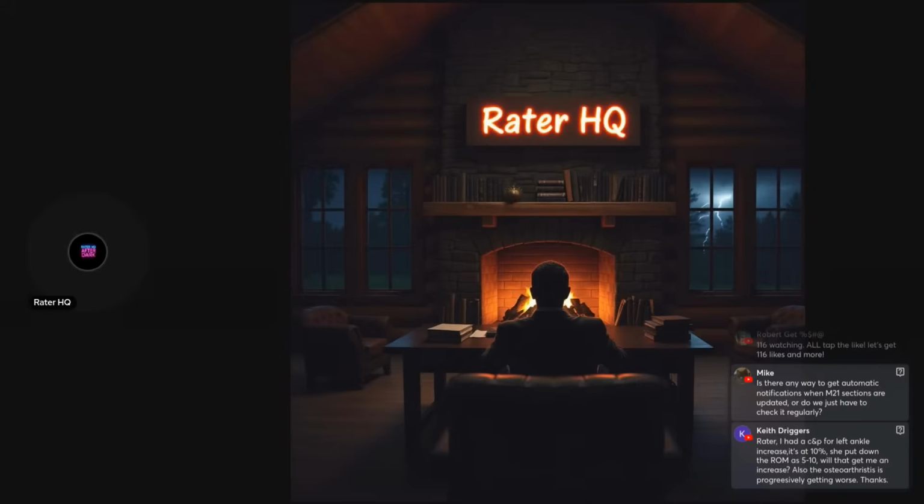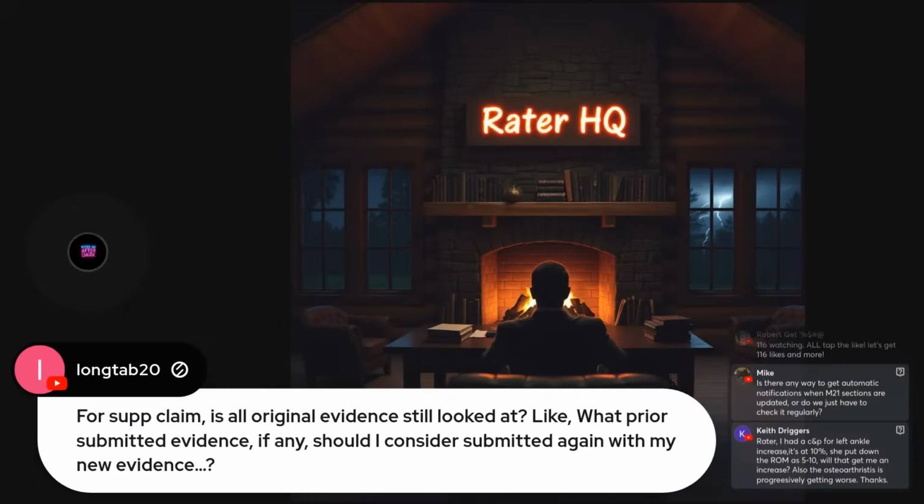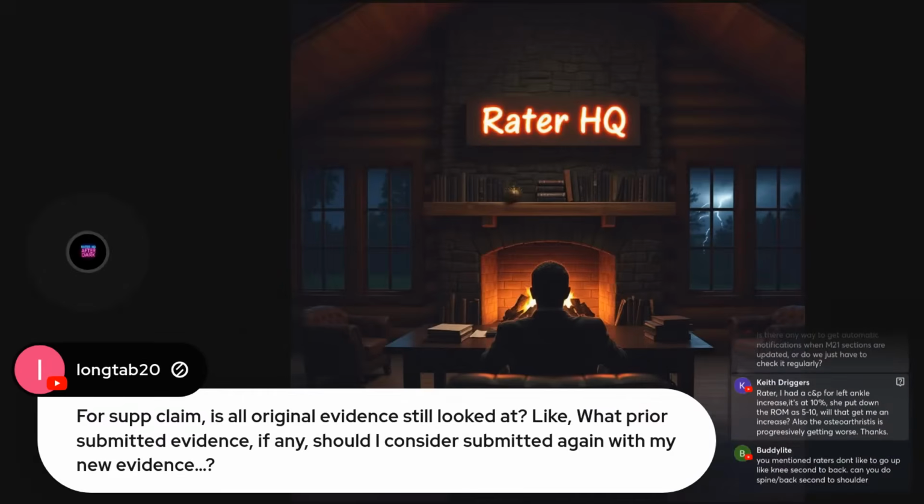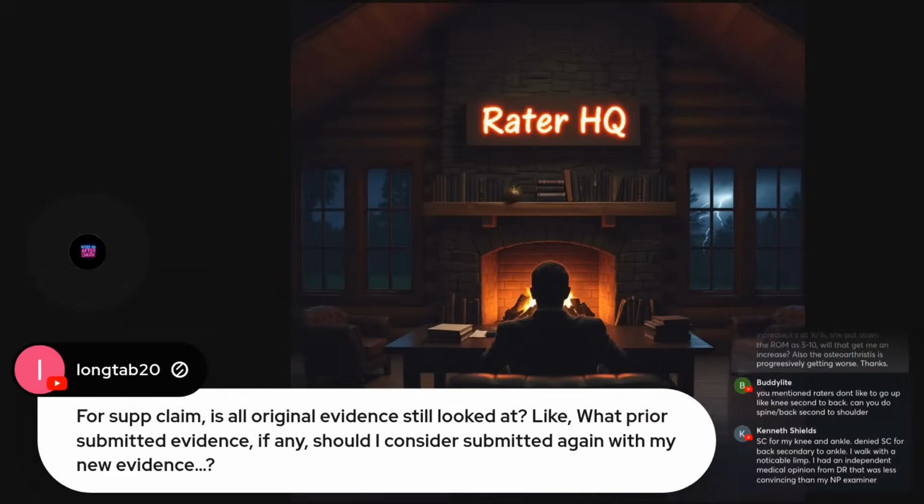I'm just scrolling down. Okay, for a supplemental claim, is all original evidence still looked at? Well, yes, it is, but you need new and relevant evidence in order to reopen the claim. So you can definitely cite it. This is part of the reason why favorable findings are a thing, because that's old evidence that we have conceded, like your current diagnosis, things like that.